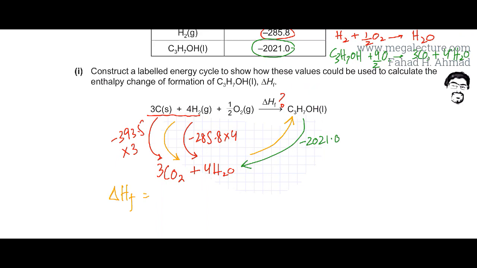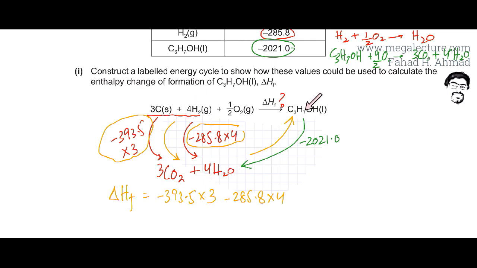So going from here to here, that is minus 393.5, but that would be multiplied by 3. Then going from here to here also includes combusting hydrogen. So that's minus 285.8 multiplied by 4. And then this enthalpy change over here. You've reached this point. Now you're going to go to this point and form the products. This point is you have to go in the opposite direction. So it's not going to be minus 2021. It's going to become plus 2021 kilojoules per mole.